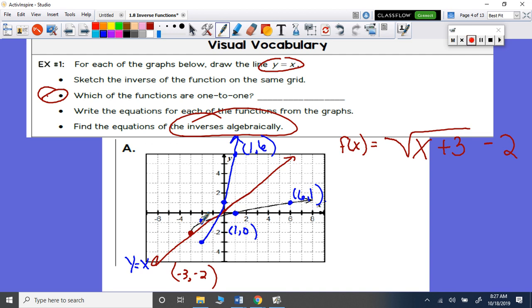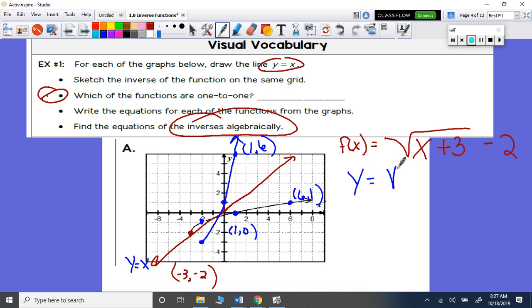So, on Monday's assignment, you're going to be given a graph and told to graph the inverse. But all you do is pick the points and flip-flop them. The meat and potatoes of this lesson is actually finding the inverse algebraically. What letter can we replace f of x with? Who's f of x interchangeable with? Y.